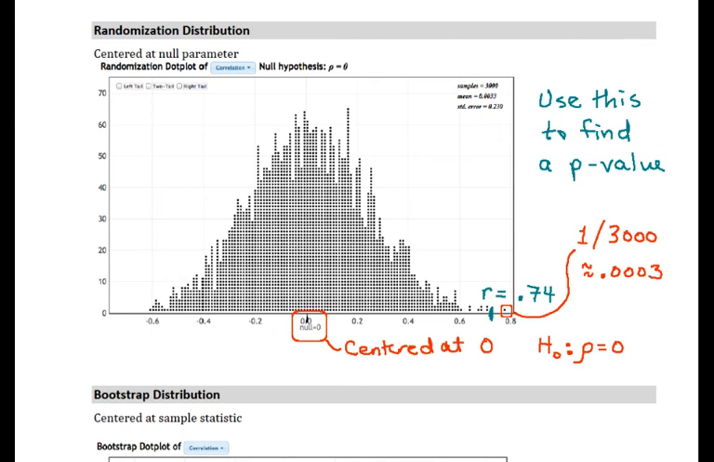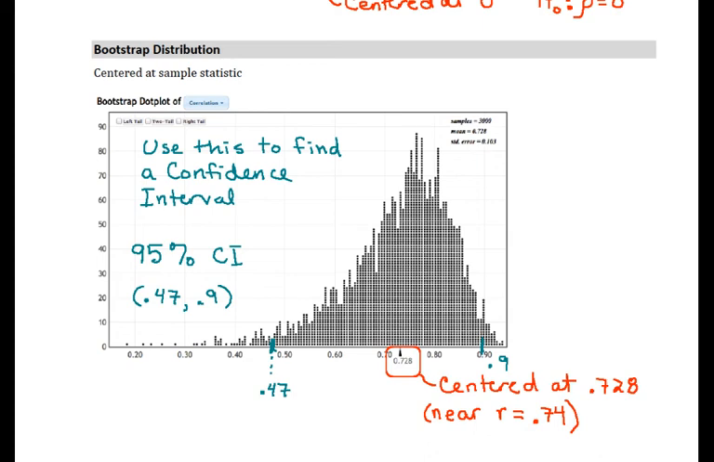And each of the dots in this randomization distribution is a sample correlation R from that randomization sample that we were looking at. Each of these dots in this bootstrap distribution is also a sample correlation R, but from a sample that's generated using that bootstrap technique where we are resampling from the sample. There is no null hypothesis in this context. There's no hypotheses at all related to a confidence interval. So it makes sense that the null parameter wouldn't be relevant.